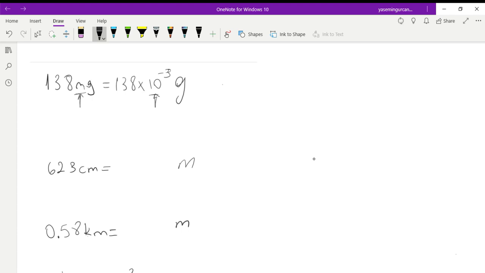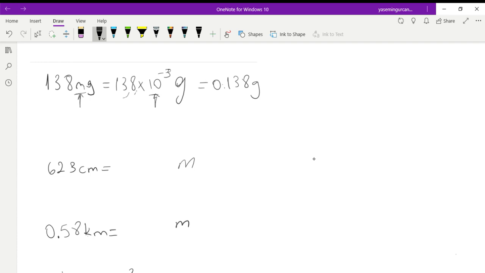And when you multiply 138 with 10 to the minus 3, it means you're taking your decimal point 3 times to the left. So it's going to be 1, 2, 3. So it's going to be 0.138 grams in standard form.